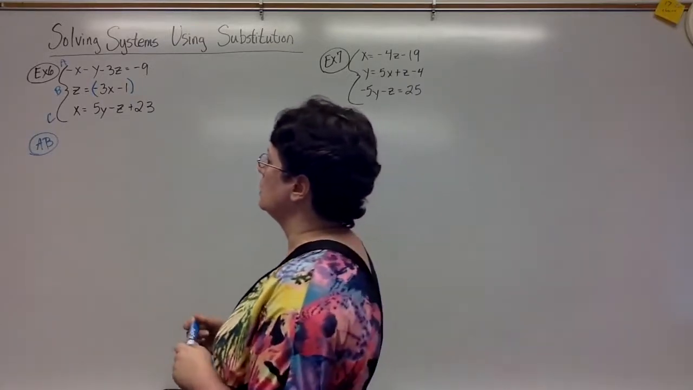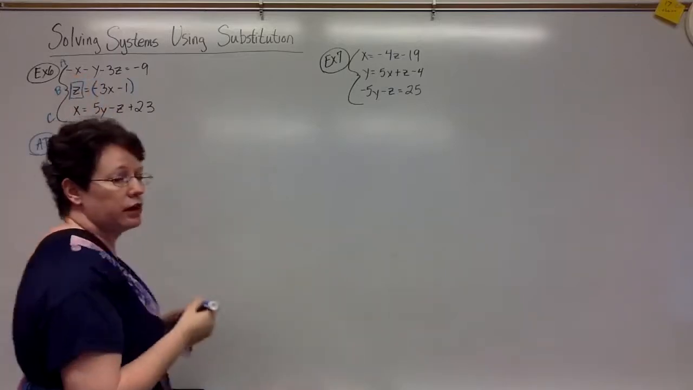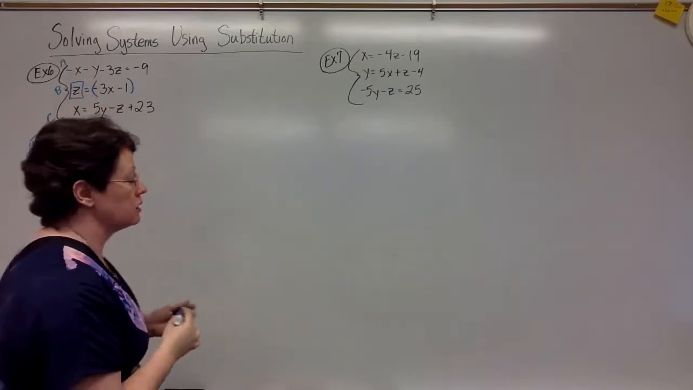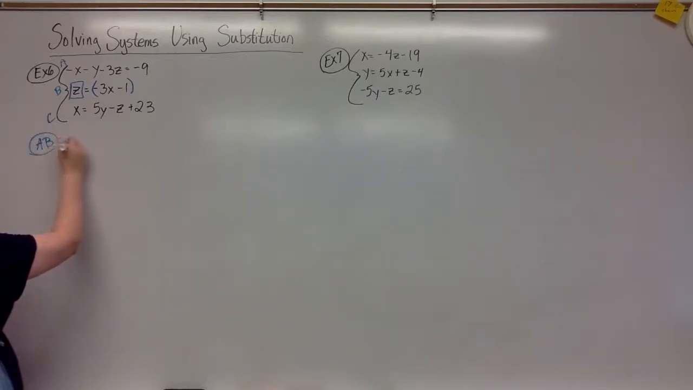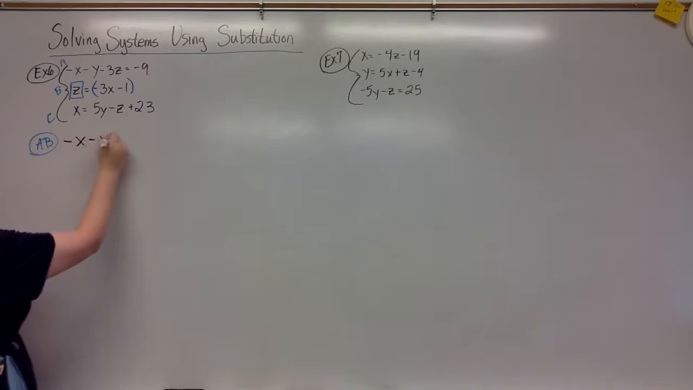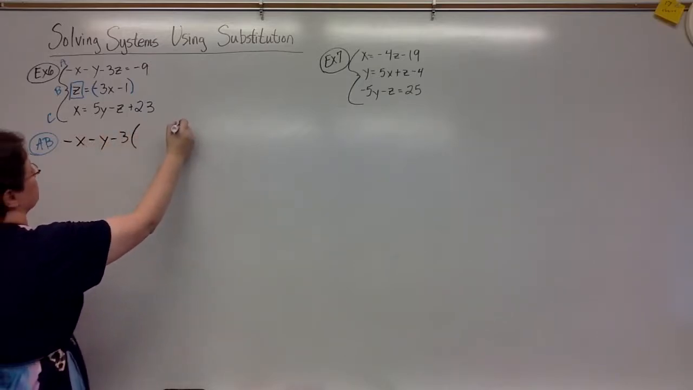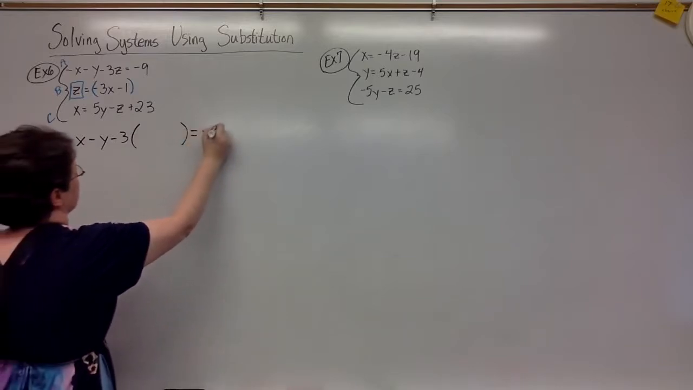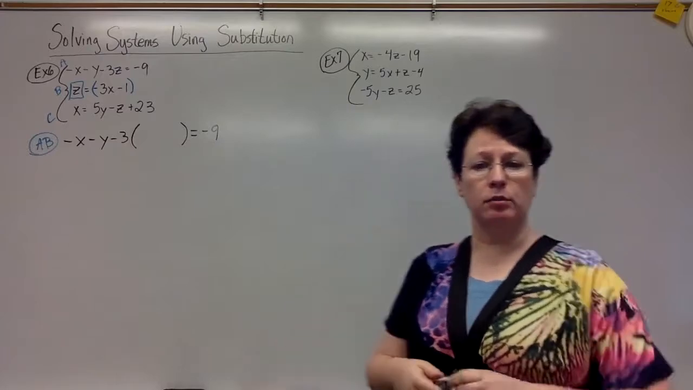Now what does B equal? It has the z. So wherever I see a z, I'm plugging that expression in. So I'm going to write the rest of equation A: negative x minus y minus 3, and now here's my z, equals negative 9. So that is where I'm plugging in the z.